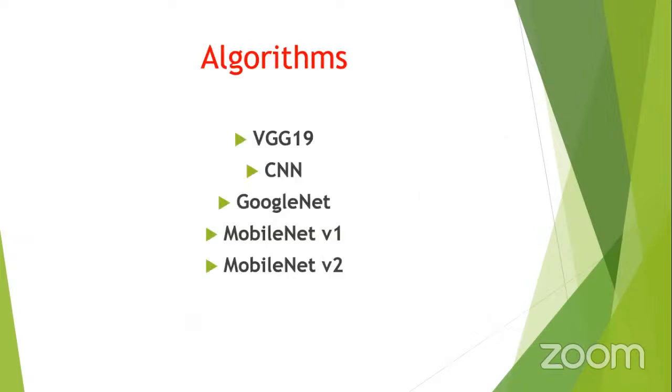Now we move forward to our algorithms. So here we use 5 algorithms: VGG19, CNN, GoogleNet, MobileNet version 1, and MobileNet V2. So first of all, why do we use this kind of algorithm? Because VGG is a convolutional neural network that is 19 layers deep. So we can train more than a million images from this algorithm.